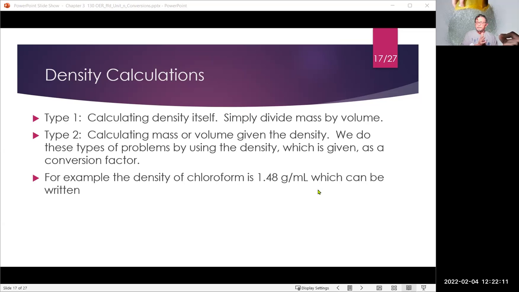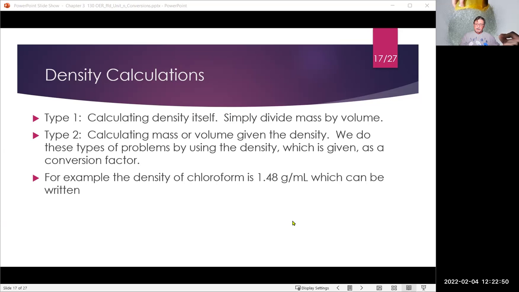All right, so with respect to density calculations, we have a couple of types. One type is the straightforward, you're given the mass, you're given the volume, boom, do the math, keep track of your sig figs, you've calculated its density. Second type is this, you are given the density of a material, and with that information, that ratio, you can calculate either the mass or the volume of that material, depending on how you set that problem up.